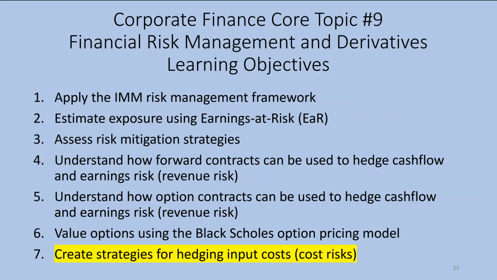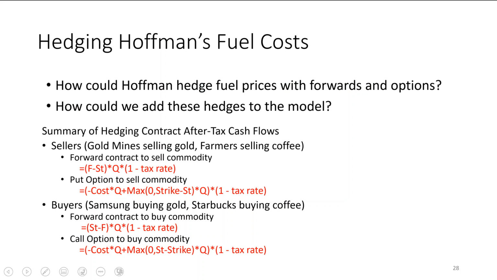In the last few topics, we talked about hedging risk from the perspective of a seller of a commodity. Now, the seller of the commodity would enter into a forward contract to sell the asset, or buy a put contract to sell his or her commodity. So let's talk about the perspective of a buyer of a commodity. So you're trying to hedge input cost.